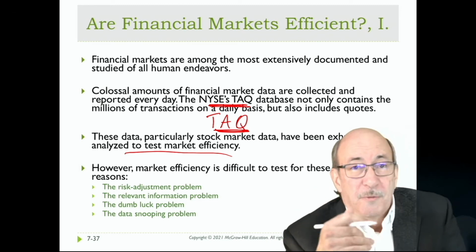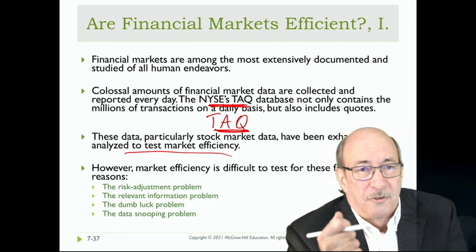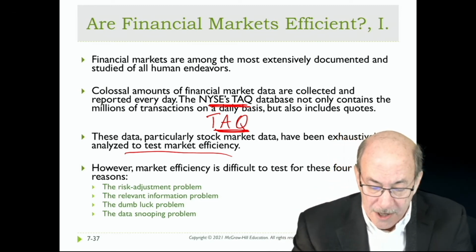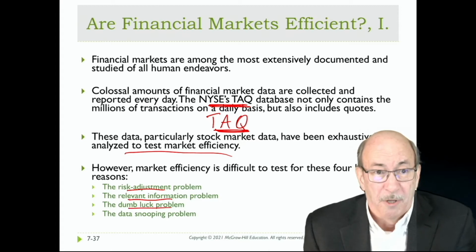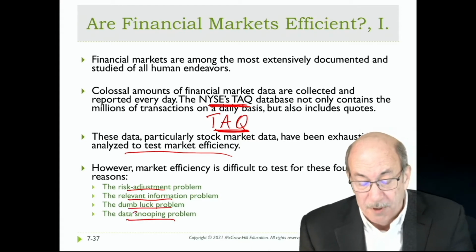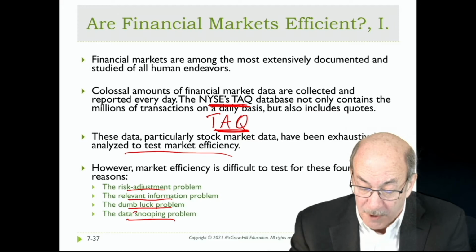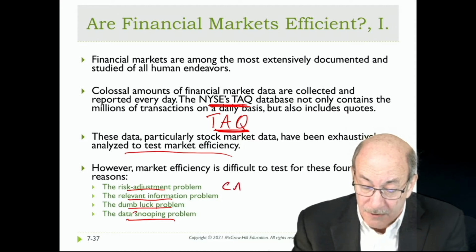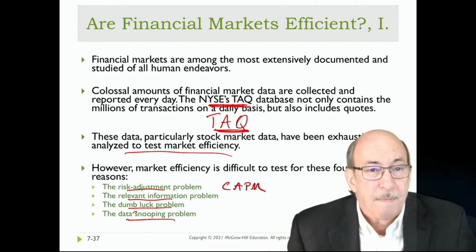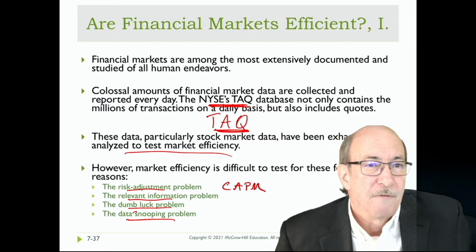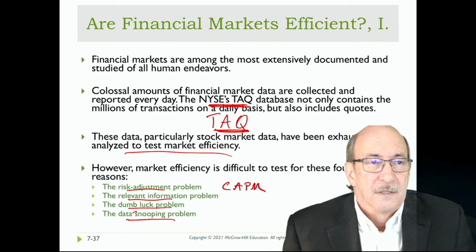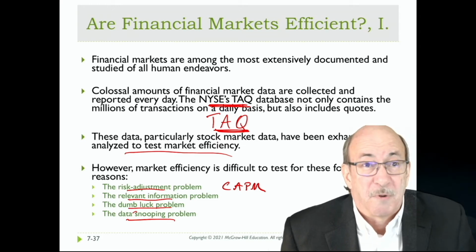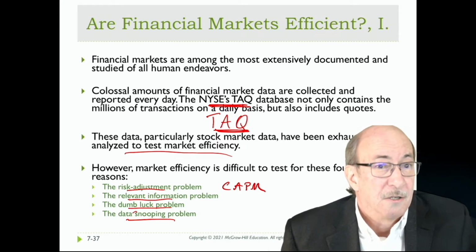Now, there are some problems with those sorts of empirical studies, and those problems are listed here. We have a risk adjustment problem, a relevant information problem, a dumb luck problem, and a data snooping problem. Now, the risk adjustment problem is related to CAPM. So if we pick one stock and compare it to another stock, and we say, well, this one stock is performing better than the other stock, what have we missed?